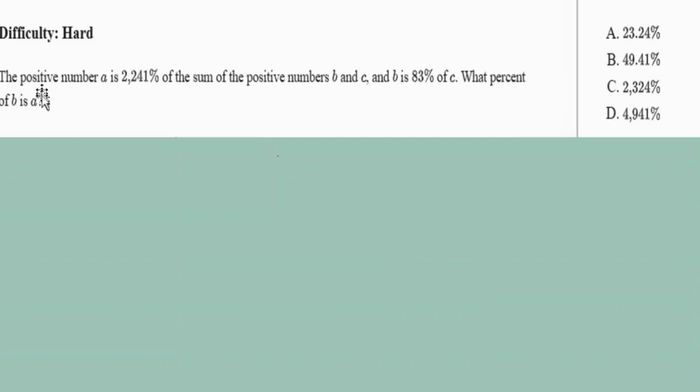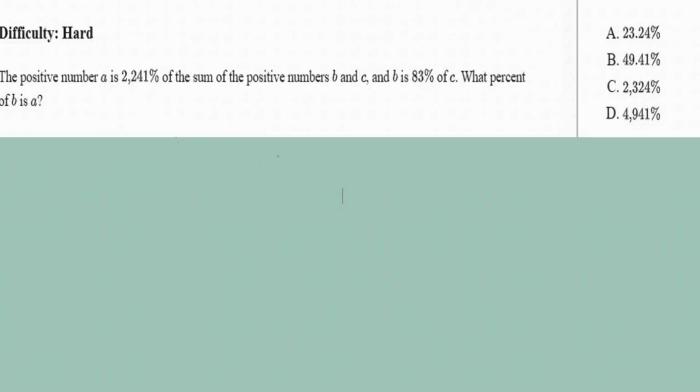Whenever you see this type of question, like: the positive number A is some percent of the sum of positive numbers B and C, and B is some percent of C, what percent of B is A? Whenever you see these types of questions, just start. You don't have to think of anything, just start it, okay? Because whatever you have to do, you just have to start. So for this question, I'm not going to talk a lot. I'm just going to start. What they've given us, we are going to discuss that first.